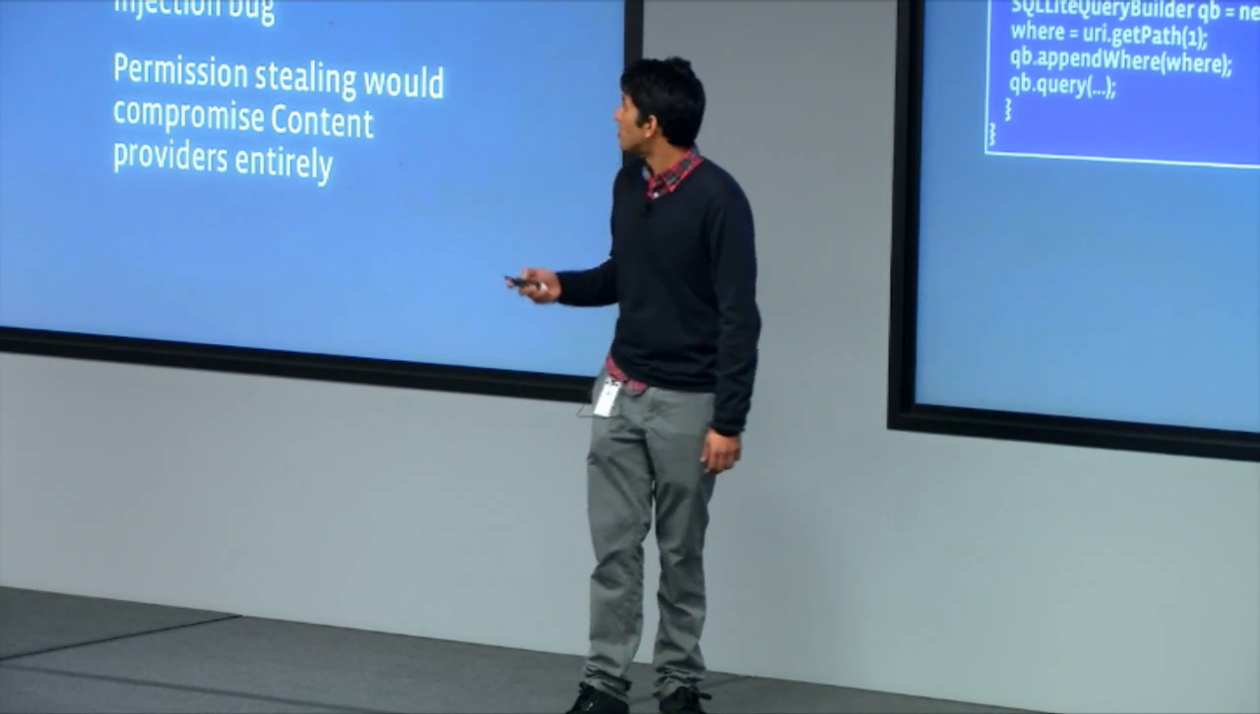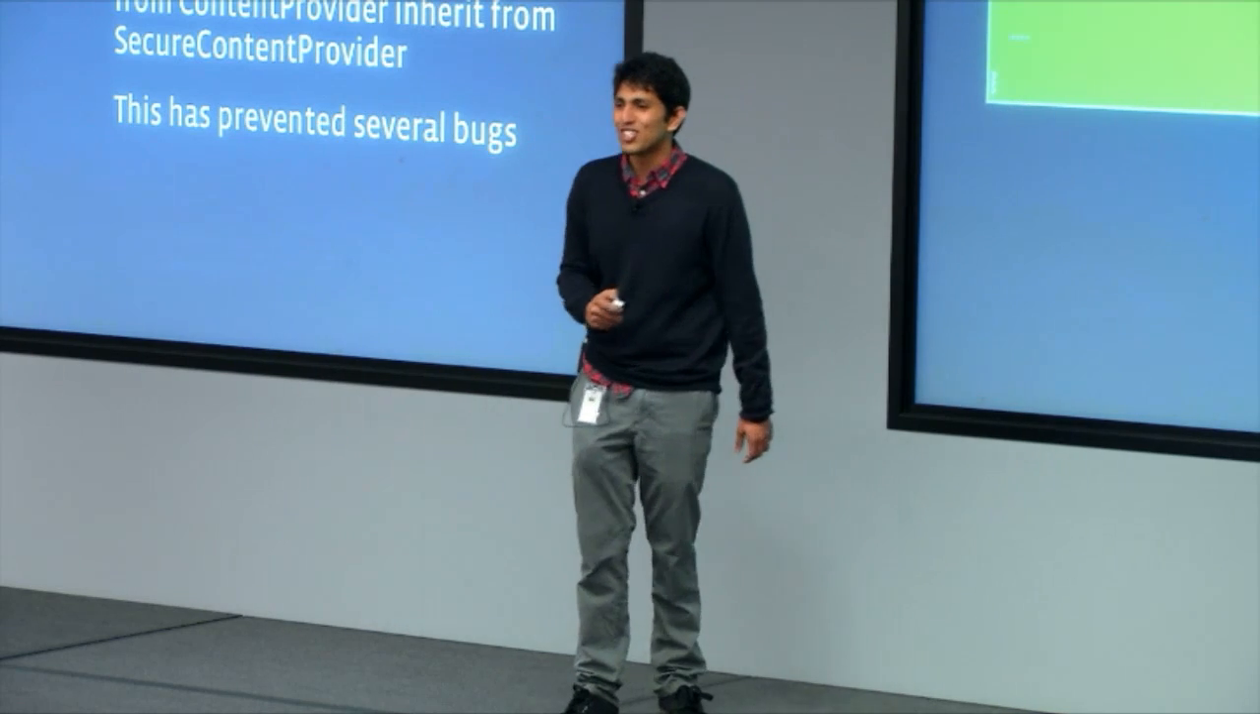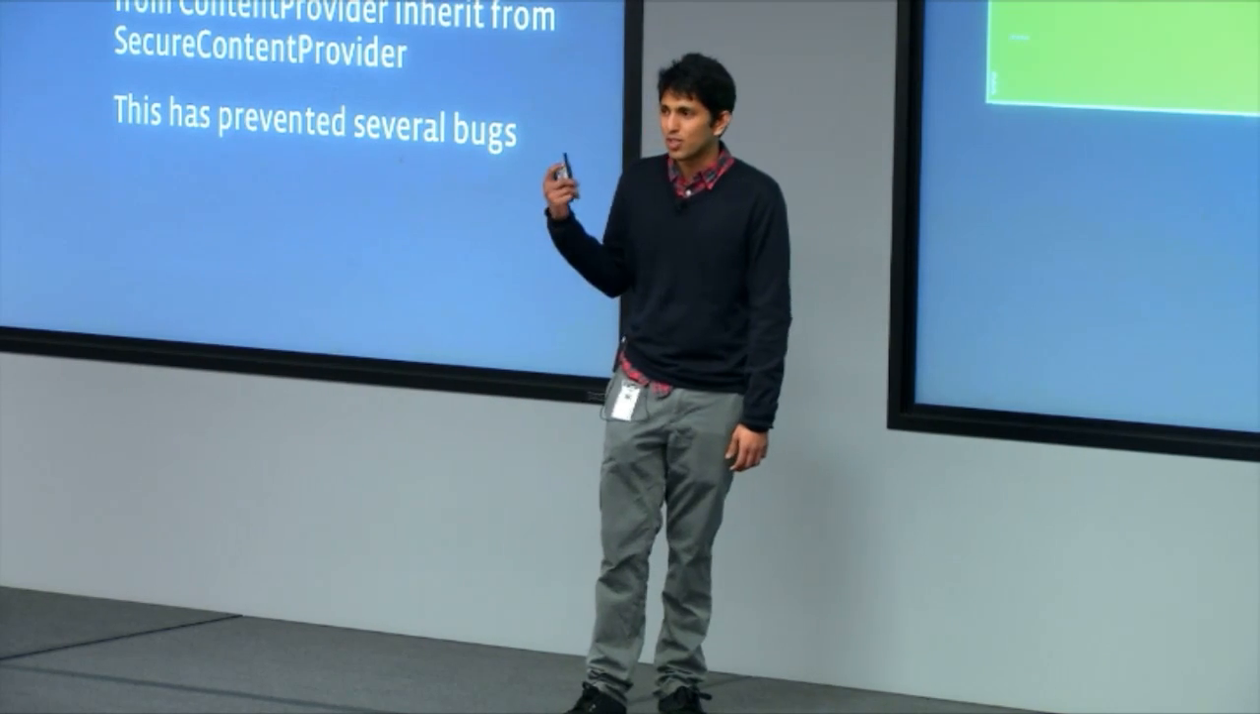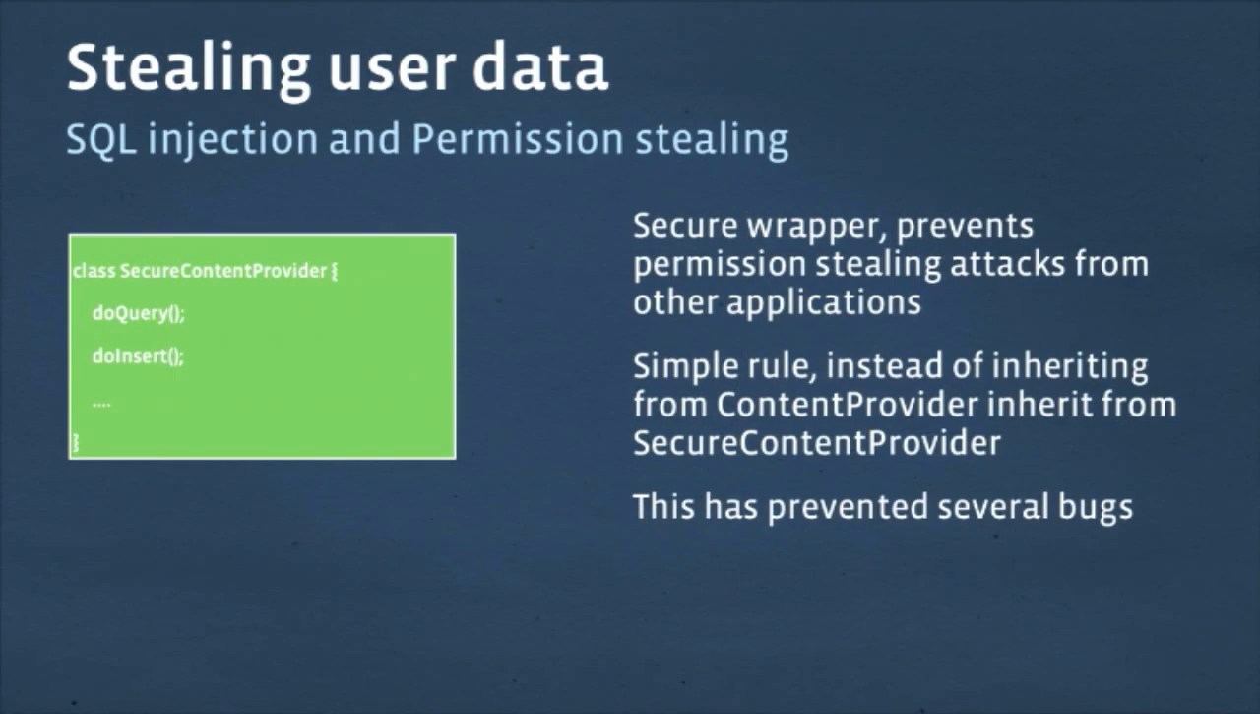So what did we do? We engineered our own abstraction. Great. We engineered our own abstraction for this, which tries to prevent all these classes of bugs. And it's really simple to use. It's called secure content provider. Instead of inheriting from content provider, if you want this security, you inherit from secure content provider.